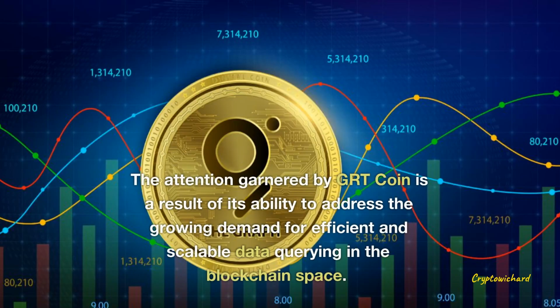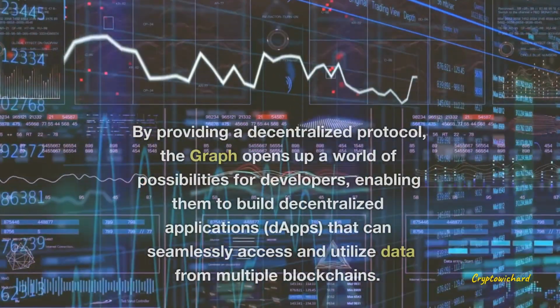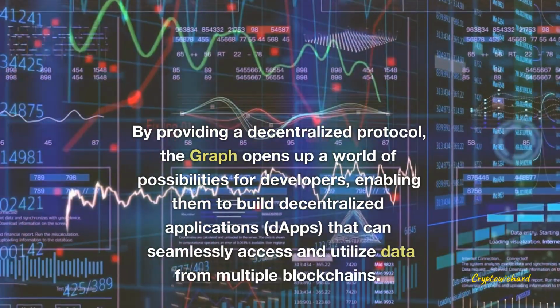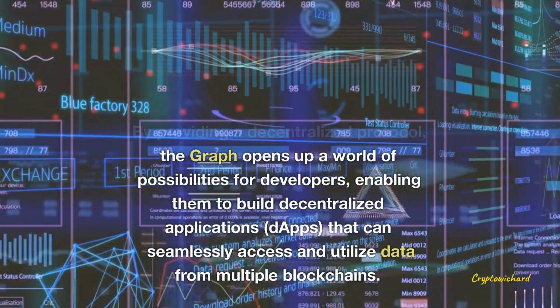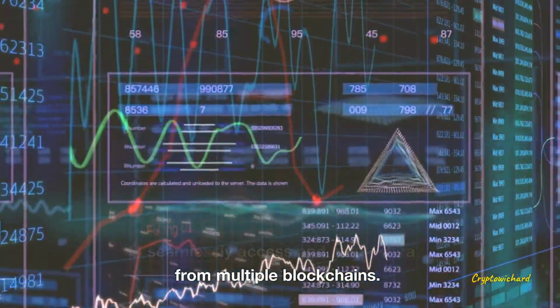The attention garnered by GRT coin is a result of its ability to address the growing demand for efficient and scalable data querying in the blockchain space. By providing a decentralized protocol, The Graph opens up a world of possibilities for developers, enabling them to build decentralized applications, DApps, that can seamlessly access and utilize data from multiple blockchains.